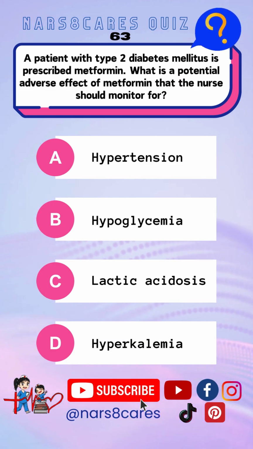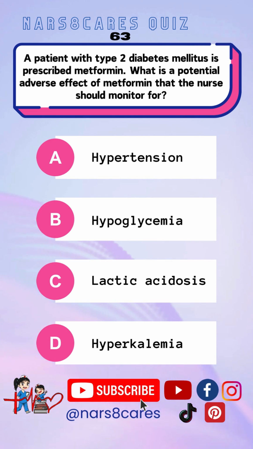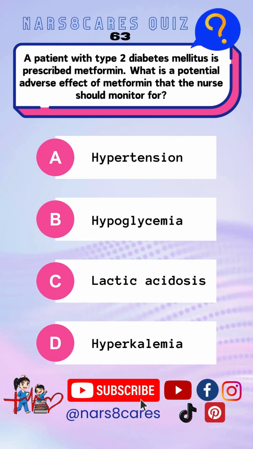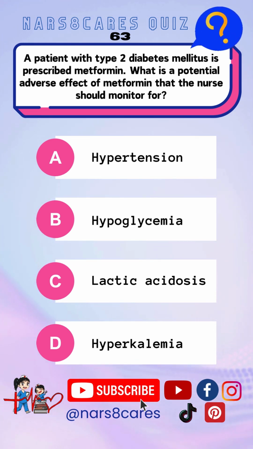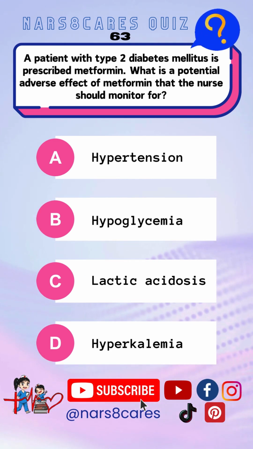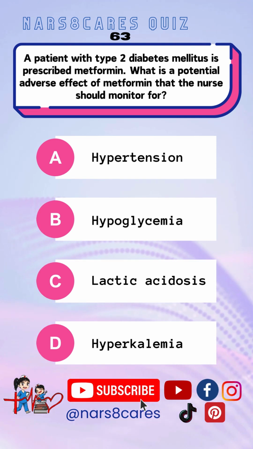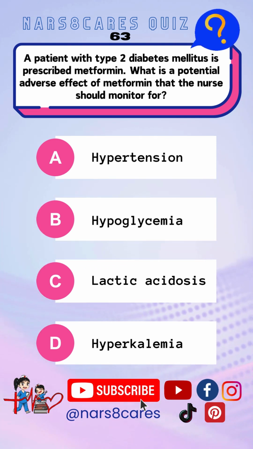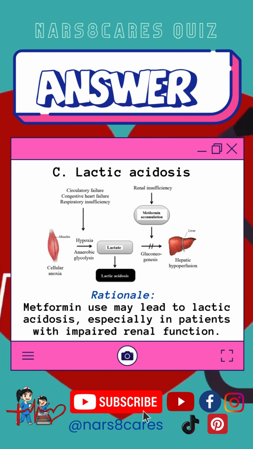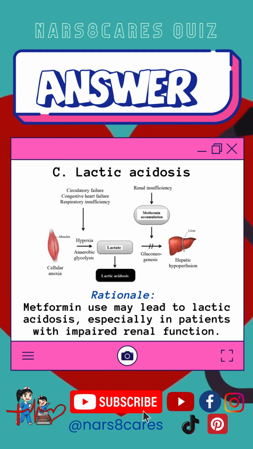63. A patient with type 2 diabetes mellitus is prescribed metformin. What is a potential adverse effect of metformin that the nurse should monitor for? A. Hypertension. B. Hypoglycemia. C. Lactic acidosis. D. Hyperkalemia. Answer: C. Lactic acidosis. Rationale: metformin use may lead to lactic acidosis, especially in patients with impaired renal function.